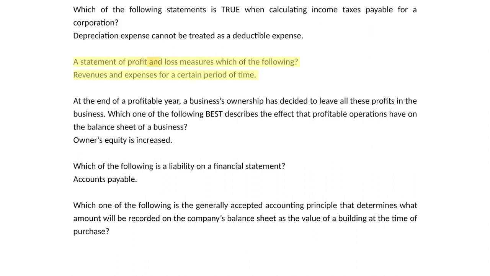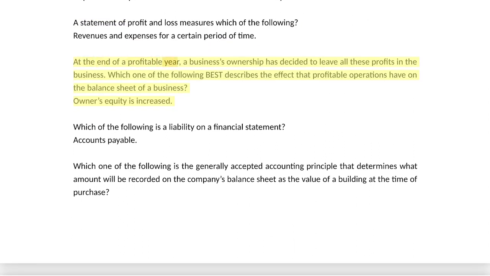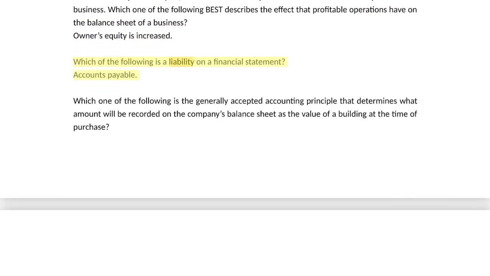A statement of profit and loss measures which of the following? Revenues and expenses for a certain period of time. At the end of a profitable year, a business's ownership has decided to leave all these profits in the business. Which one of the following best describes the effect that profitable operations have on the balance sheet of a business? Owner's equity is increased. Which of the following is a liability on a financial statement? Accounts payable.